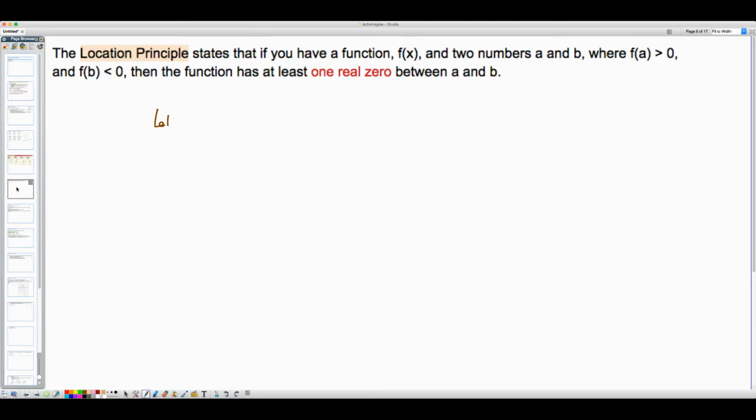Location principle. Let's look at an example of this. The location principle says if you have a function f of x, and two numbers a and b, where f of a is greater than 0 and f of b is less than 0, then the function has at least one real zero between a and b. Now, this is a lot of words, and it doesn't mean much until we put it to action. So let's look at an example, then you'll understand.